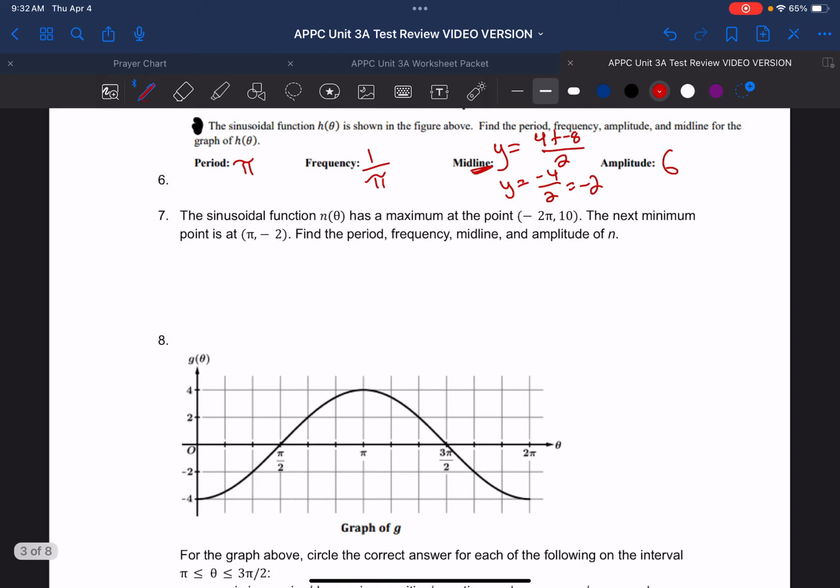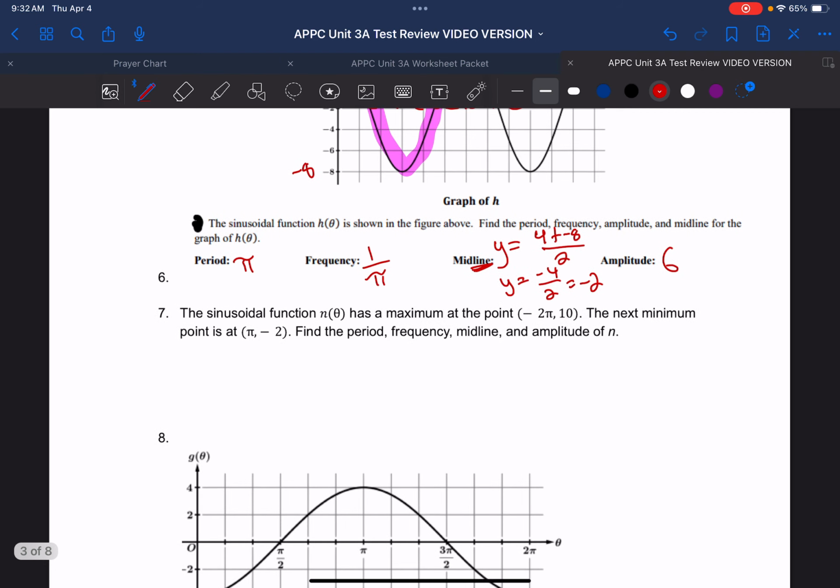One more. Actually, yeah, we'll do one more on this problem. So the sinusoidal function n of theta has a maximum at the point -2, 10. The next minimum is at pi, comma, -2. And then it wants me to find the 3 different things.